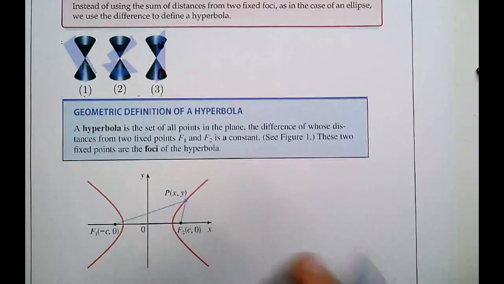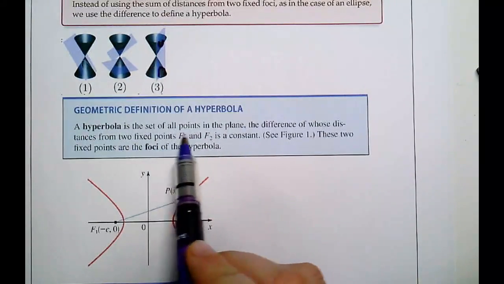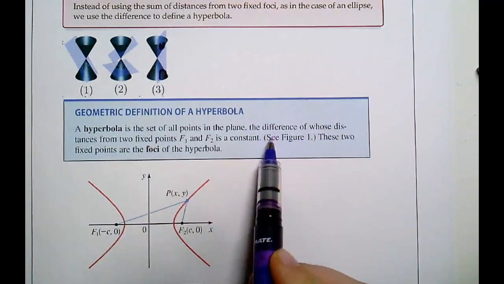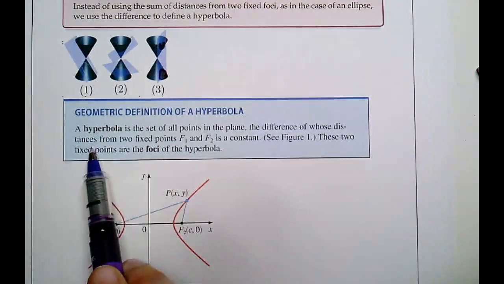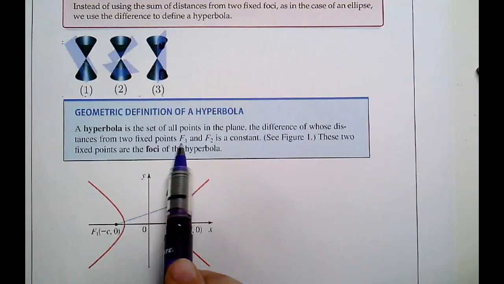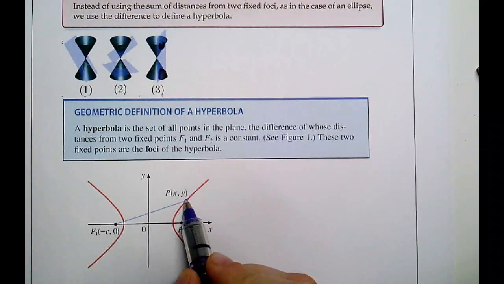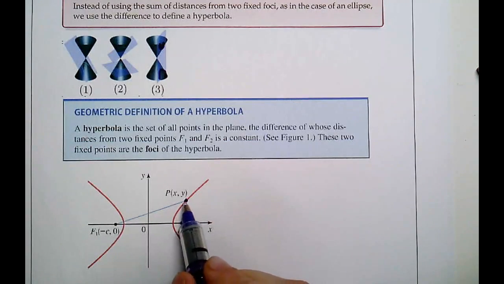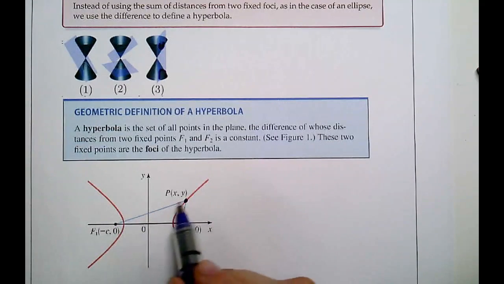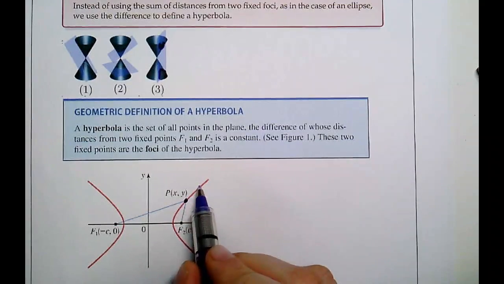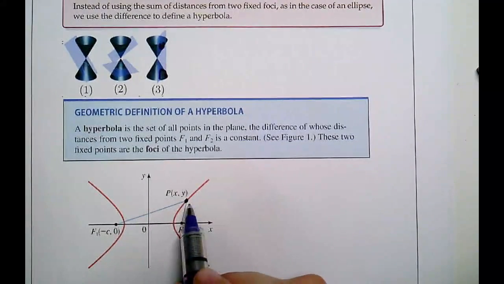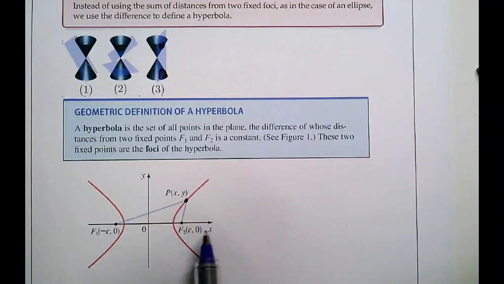Alright, so the geometric definition of a hyperbola. A hyperbola is the set of all points in the plane such that the difference of those distances from two foci points F1 and F2 is a constant. So if you look at a point on the hyperbola, the distance from the point to the first focus and from the point to the second focus, the difference is going to stay the same. Any point on the hyperbola, if you calculate the difference between those two distances, it's the same number.